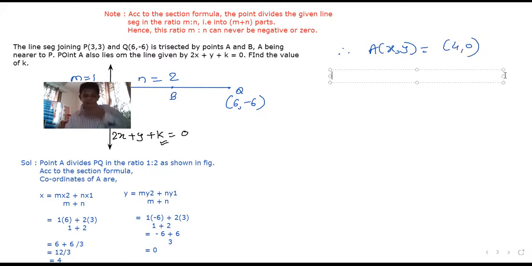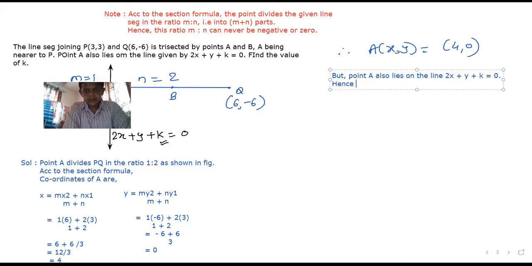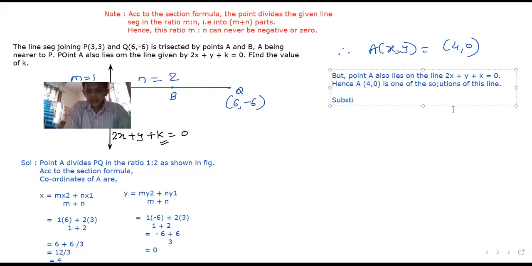But point A also lies on the line, which means it is a solution. Point A also lies on the line 2x plus y plus k is equal to 0. Hence, A of 4,0 is one of the solutions. Because it's a linear equation in two variables, we'll have infinitely many solutions, and all the points on the line are the solutions. Yes or no? Substituting the value.